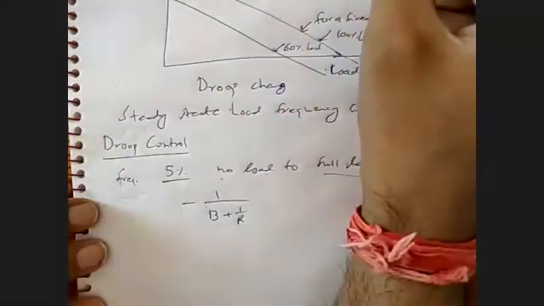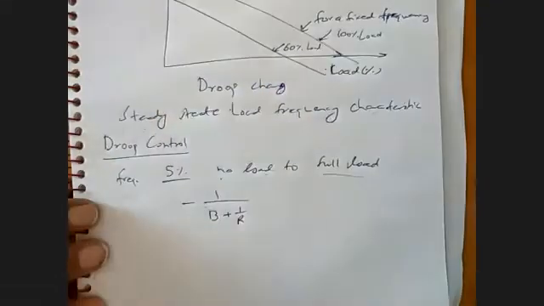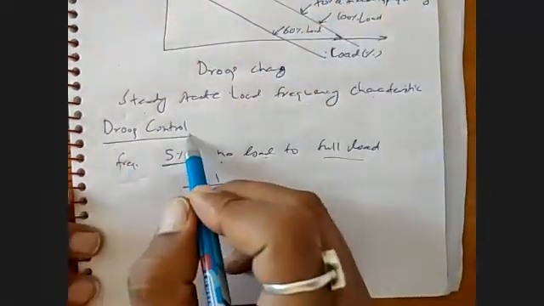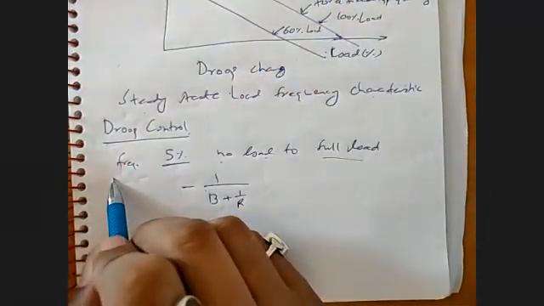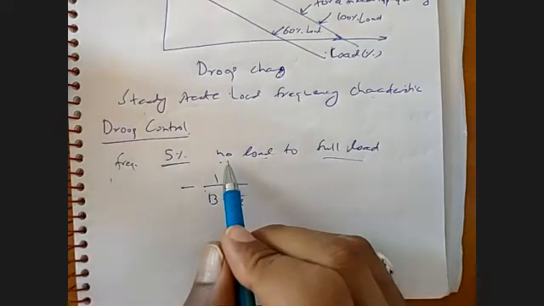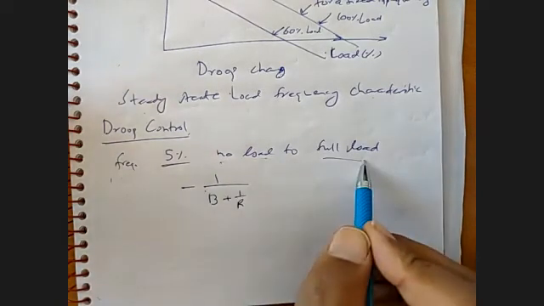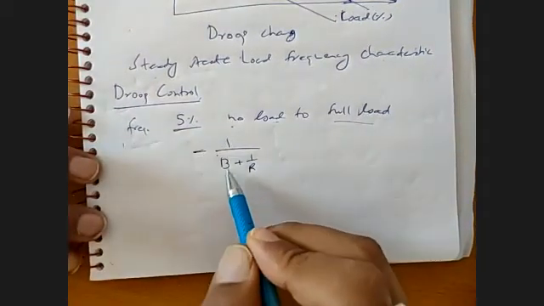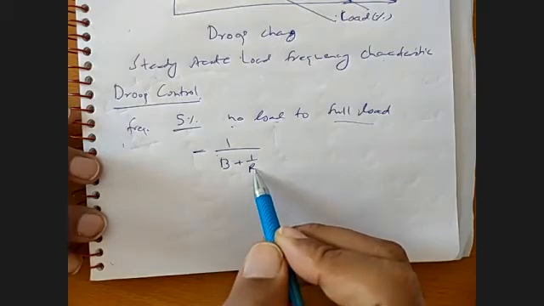The U is increased for differentiating this from drop, and so it is the droop characteristic. So this will be your droop control, because generally we are considering a small change in load. Only a 5% change in frequency is allowed when the system goes from no load to full load. So your characteristic slope will be 1 upon B plus 1 by R.